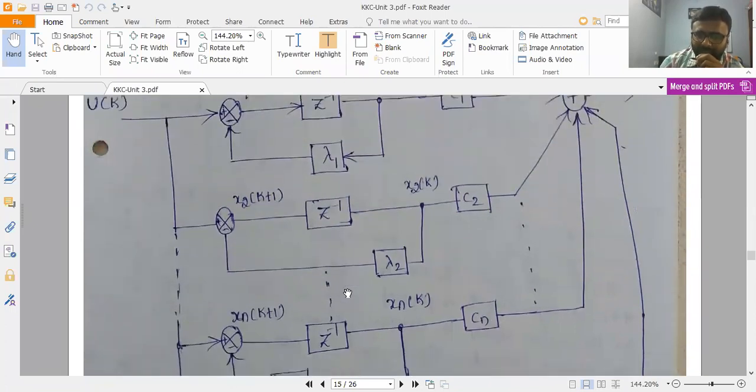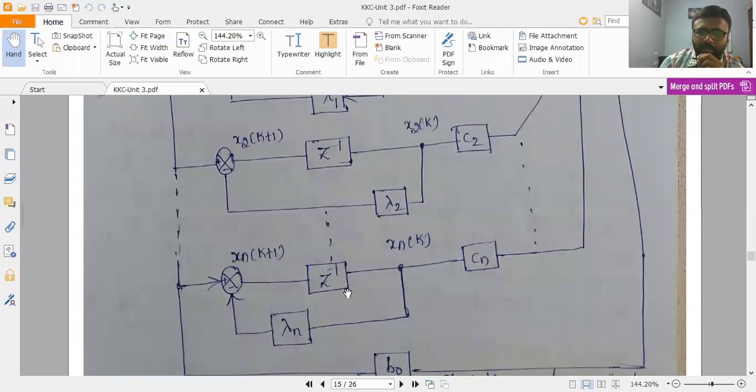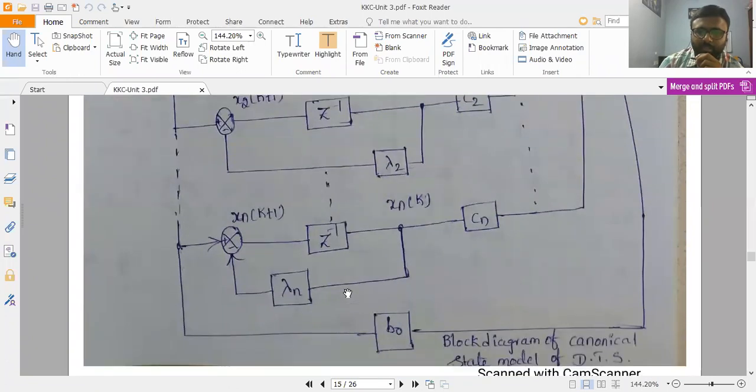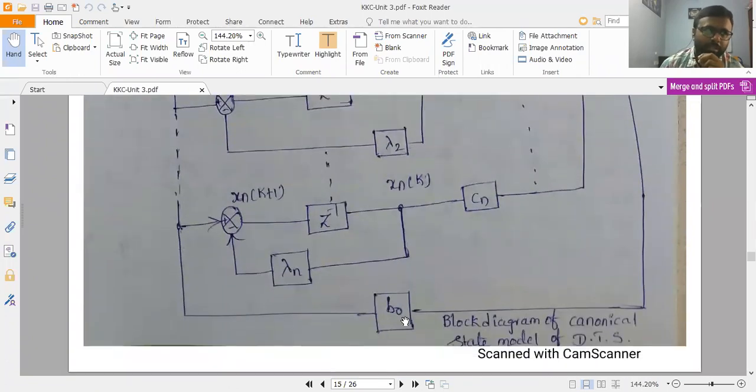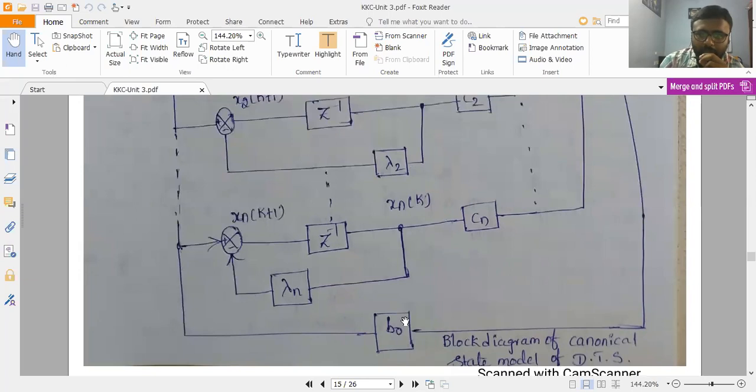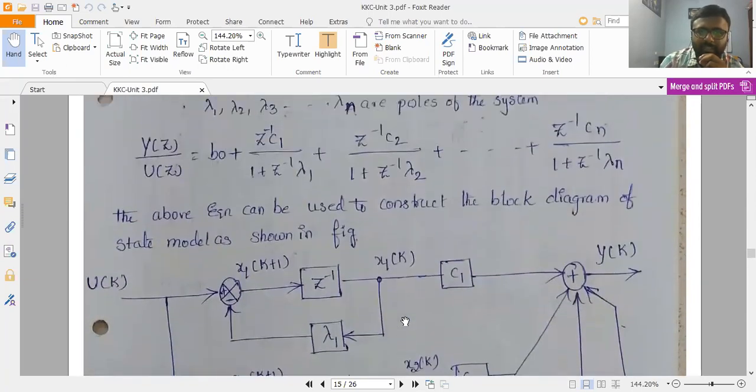Apart from all these terms, a constant term is going to be there. That constant term is nothing but b naught. Okay. So in this way, we are going to represent this transfer function in the canonical form. This block diagram form is nothing but the canonical form of the state model.